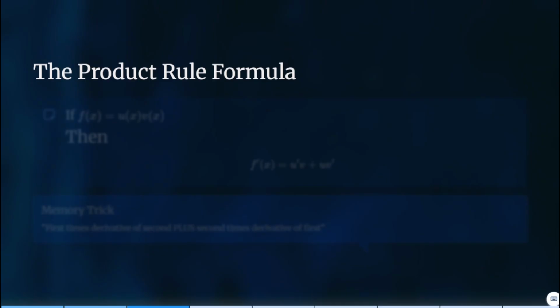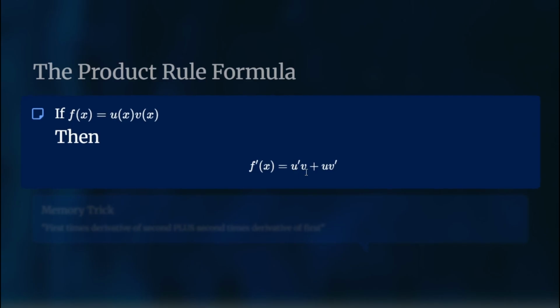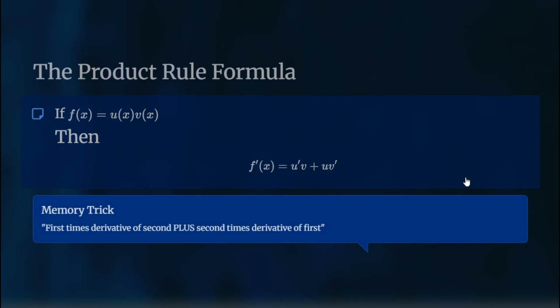Here's the product rule formula. If f of x equals u of x times v of x, so a product of two functions, then f prime of x, that is the derivative, is the derivative of the first term times the second term plus the first term times the derivative of the second term. So here's a memory trick: first times derivative of second plus second times derivative of first.